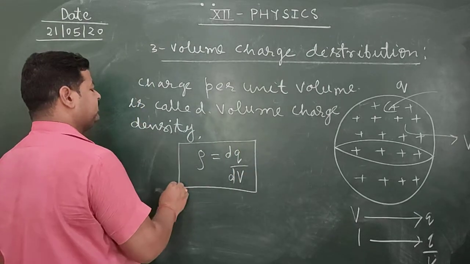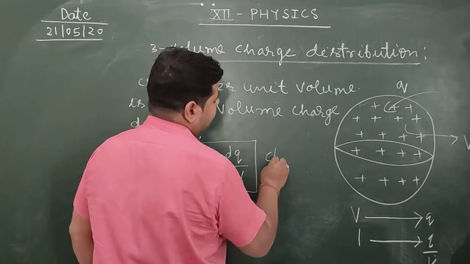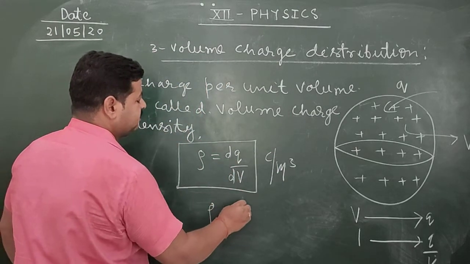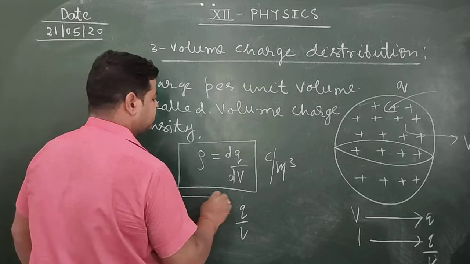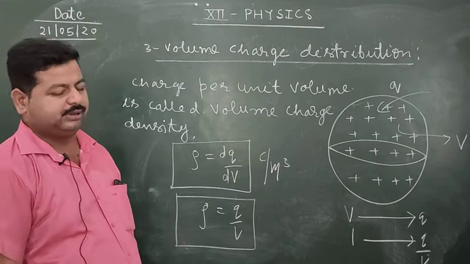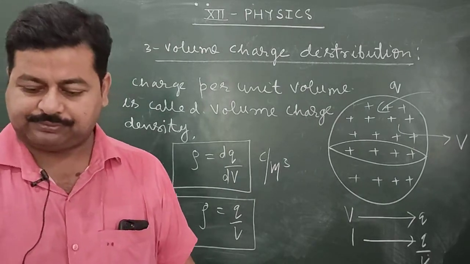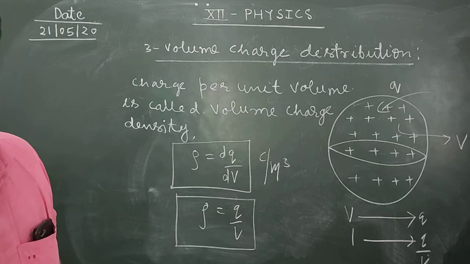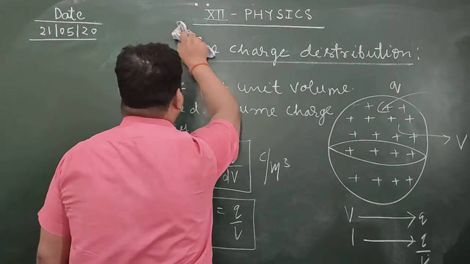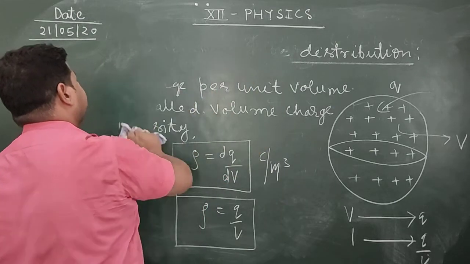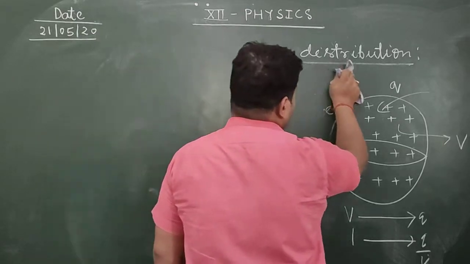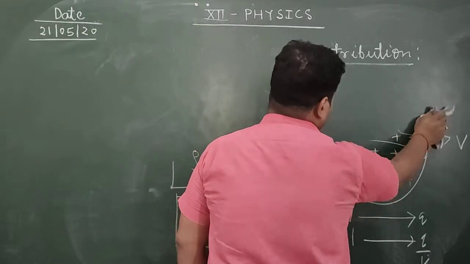And what is the unit of charge density? That is coulomb per meter cube. This is also written as rho is equal to Q by V, but this is the formula for total volume of the sphere. Now we study another topic, and that topic is very important from the examination point of view, that is board examinations. Many times this question is asked in your board examinations.